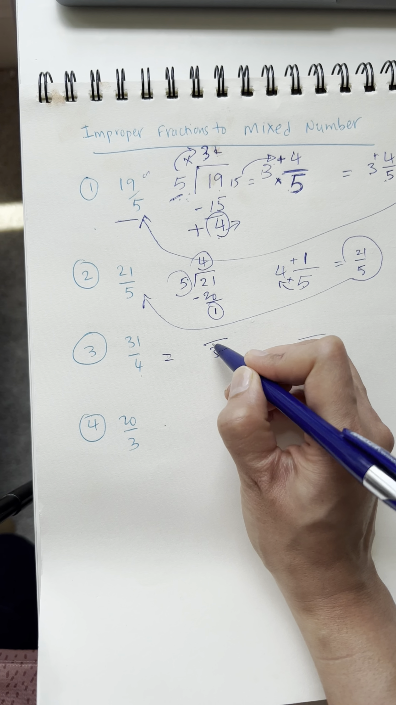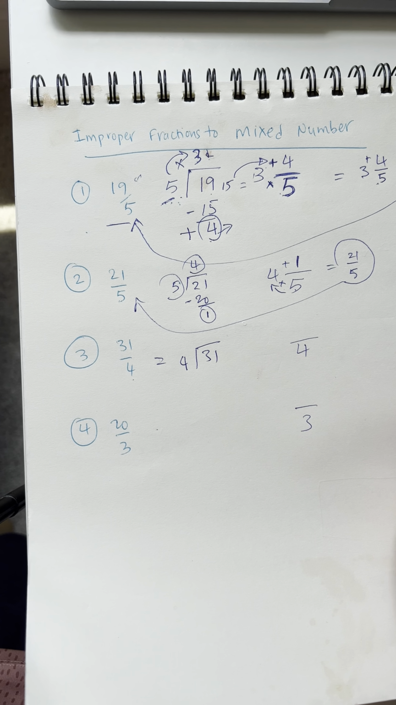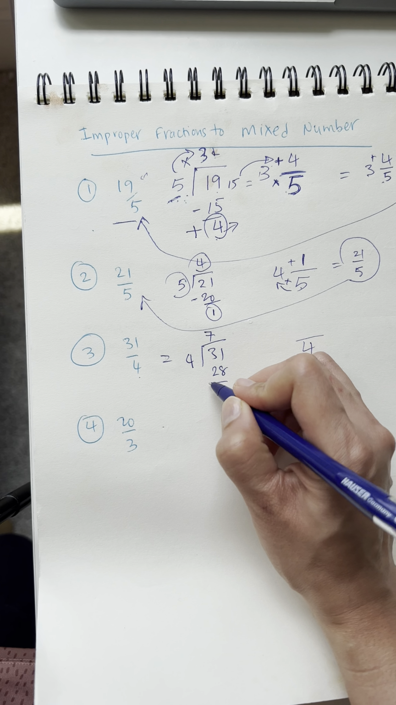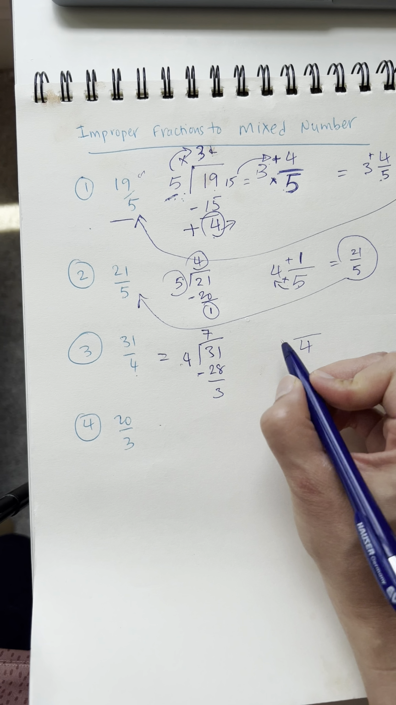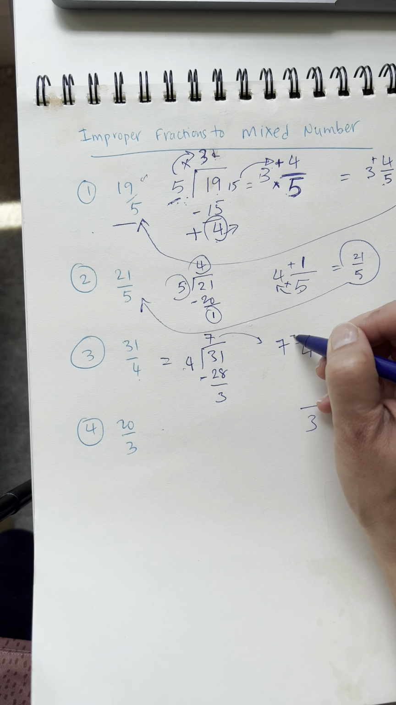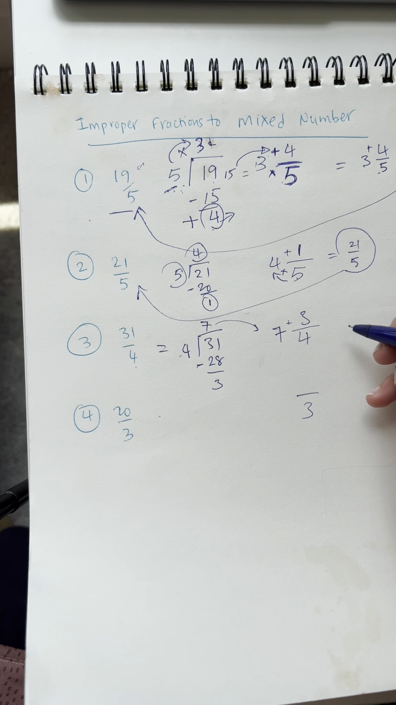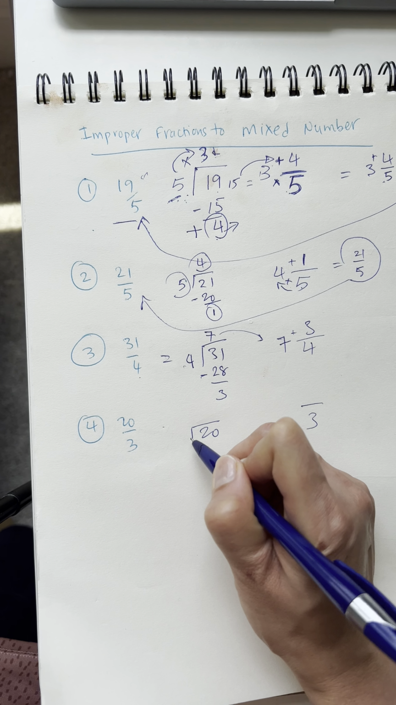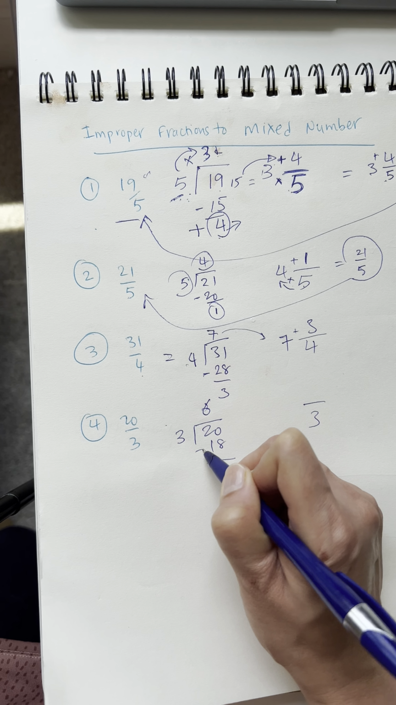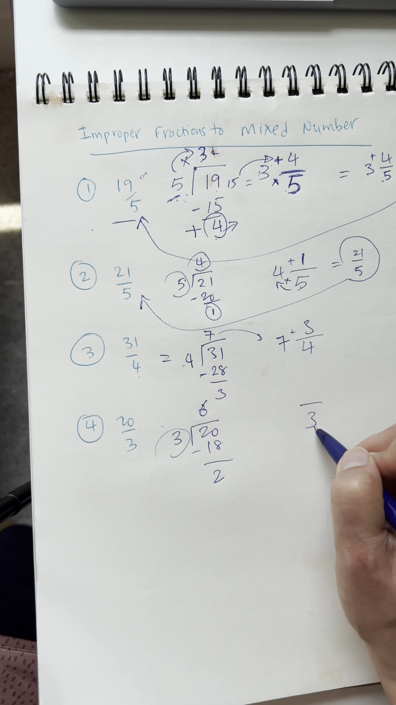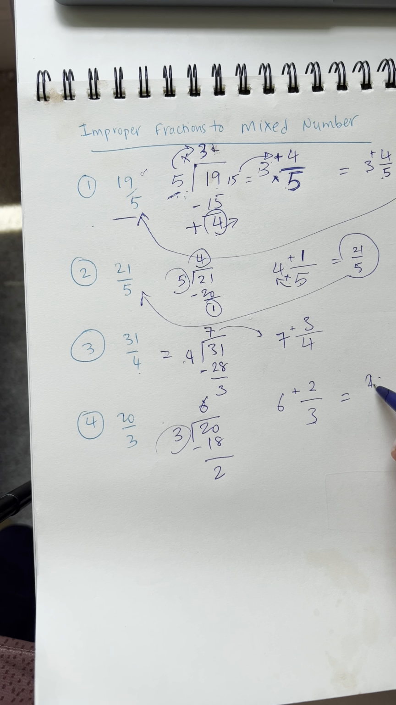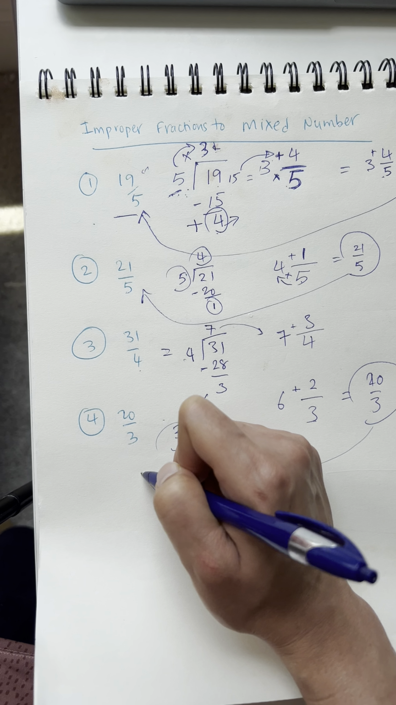The next one is 31 by 4. 4 7s are 28, and 3 remaining, right? So 4 and then 7, which comes here, plus 3. Okay, and then 20 by 3. 3 6s are 18, 2 remaining. So 3 we have already in here. 6 plus 2, which gives us 20 by 3, which we had originally.